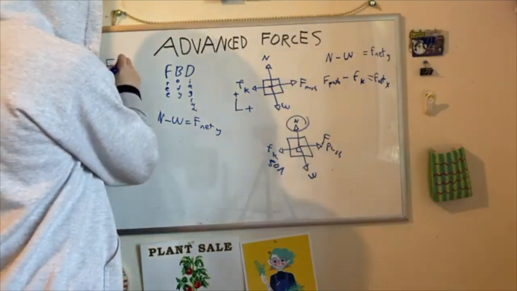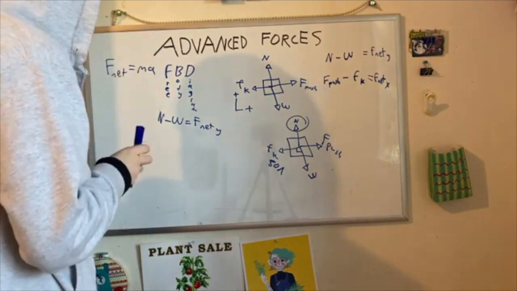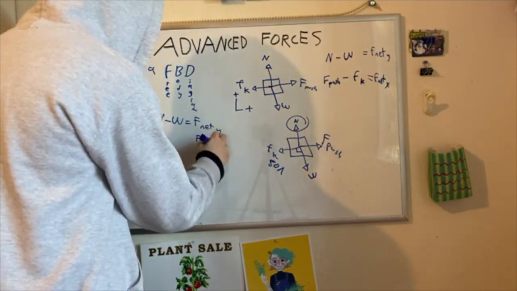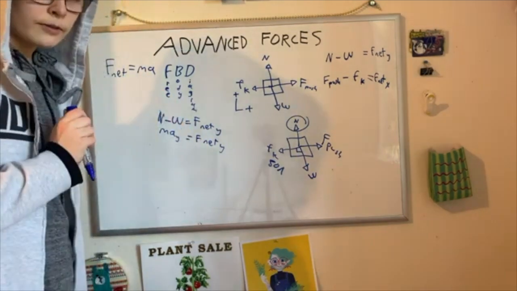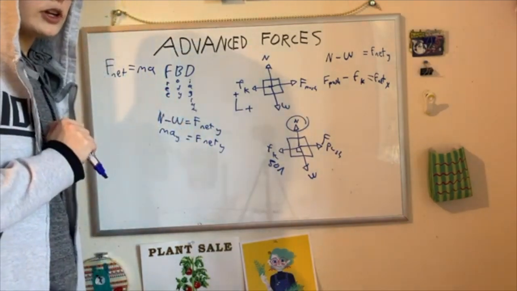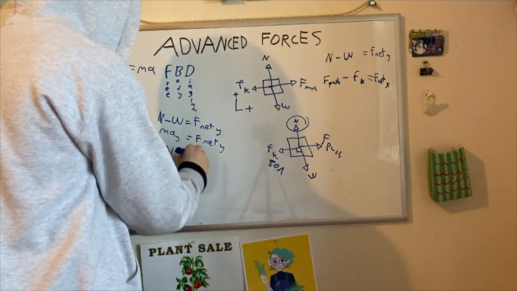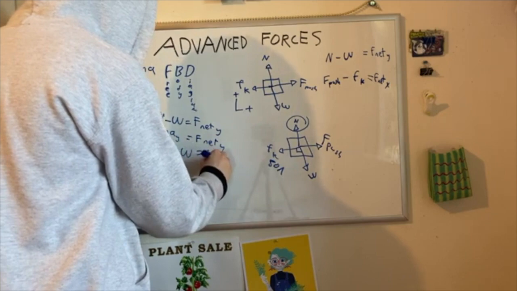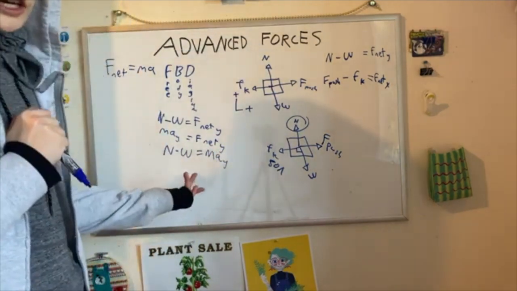Newton's second law, F net equals ma. Notice we have an F net here. And so we know that F net Y equals mass times the vertical acceleration. There are vertical and horizontal accelerations. Also keep them separate. So then we can write that normal force minus weight equals mass times vertical acceleration. And now you have an equation that you can actually do something with.